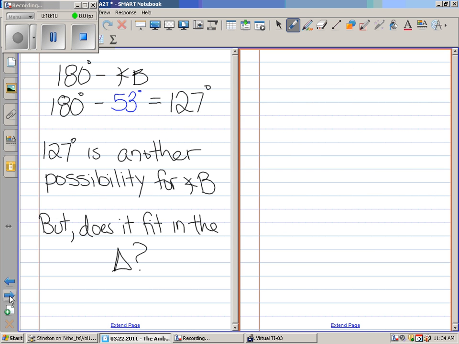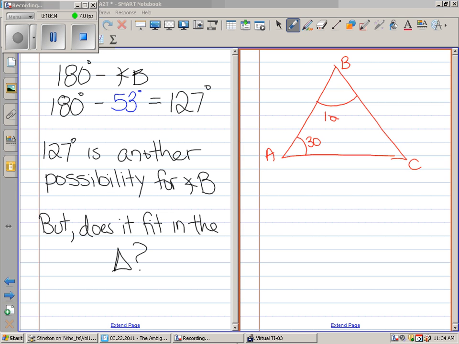So all you do is redraw your triangle again. Here's angle B. Here's angle A, here's angle C. Remember what we talked about C? C was never locked in place. It never had a side that went with it. So the only one that was locked in place was A at 30. If you increase B's size to 127, what would theoretically happen to C? It would shrink, but is there room for it to shrink? Yes.